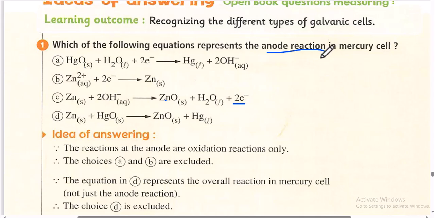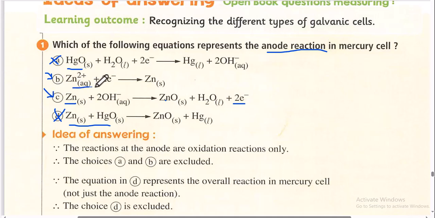The anode reaction, we know that the anode is composed of zinc metal and the cathode is composed of mercury oxide. So the anode means the oxidation of zinc, not the reduction, and it does not contain mercury. So any choice which contains mercury is a wrong choice. This is a wrong choice, although it is the overall reaction of the mercury cell, the oxidation of zinc and the reduction of mercury oxide. So we have here two equations which include the process that happened to zinc.